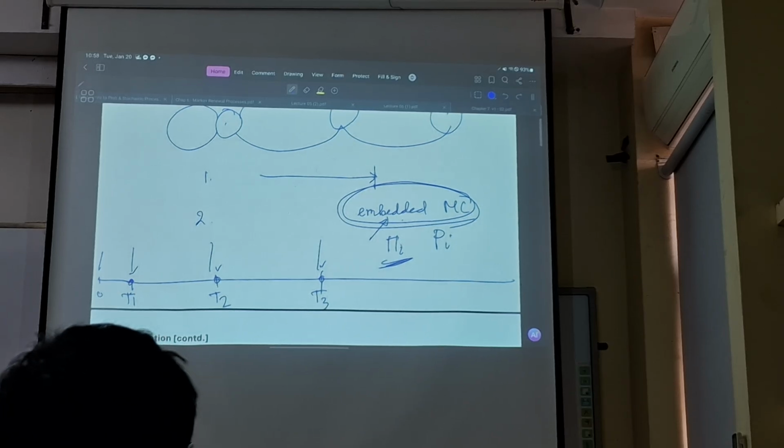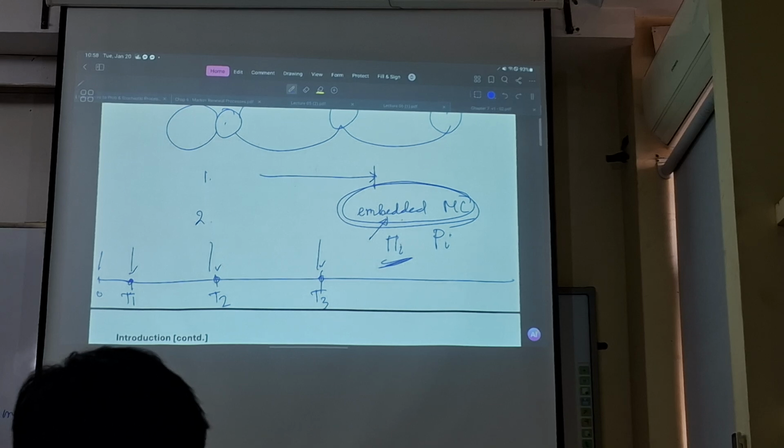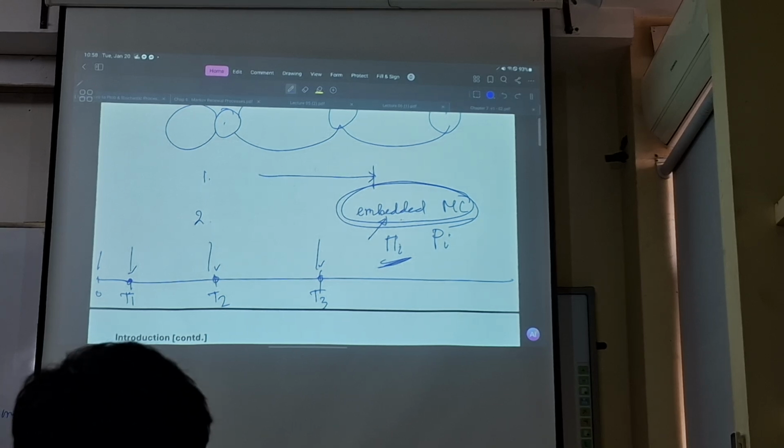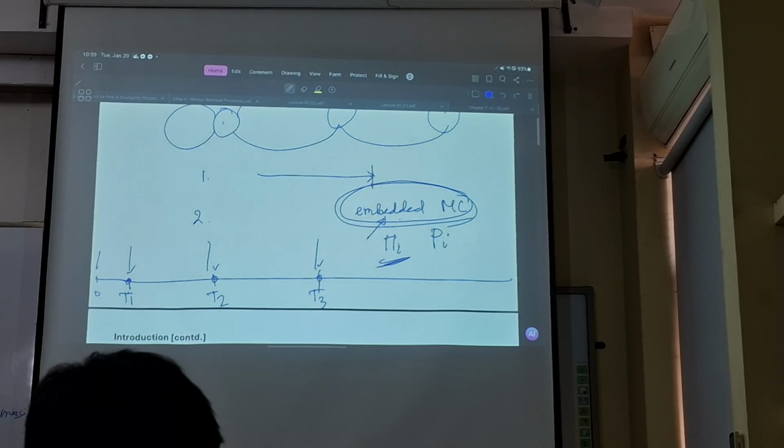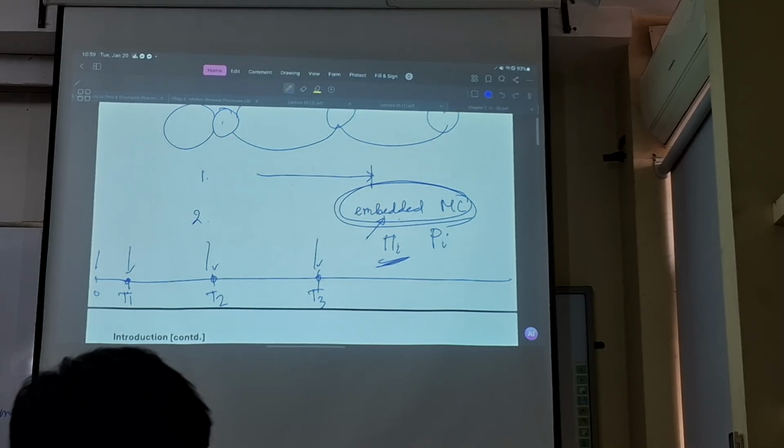In case of a continuous time Markov chain, what happens? The holding time is exponential. But here we are considering the process just after one time unit. There will be a transition, and the length of the time unit we do not care. We are oblivious to the time parameter. That's why the embedded Markov chains are discrete time Markov chains.